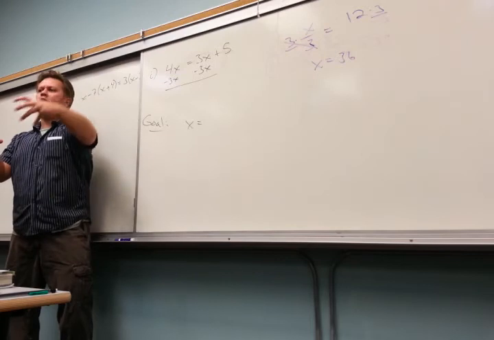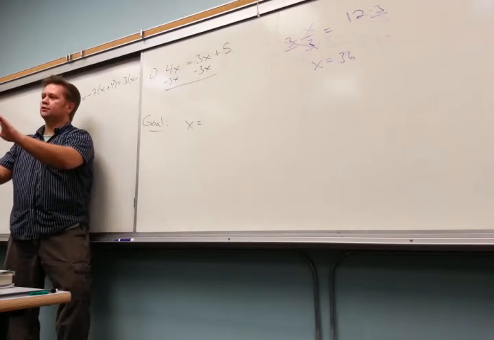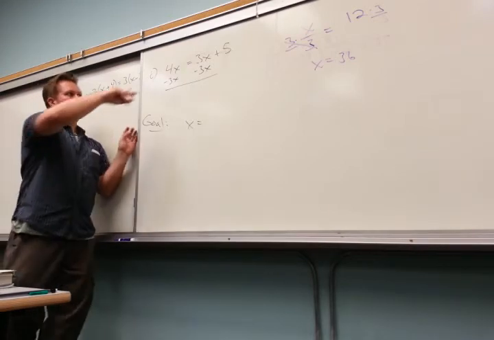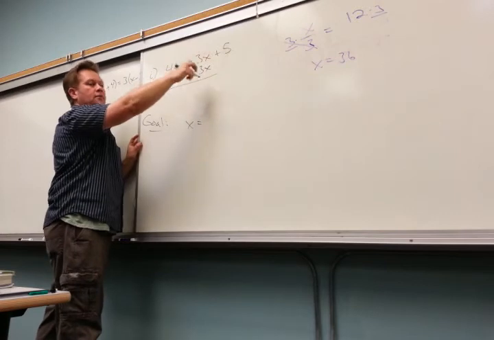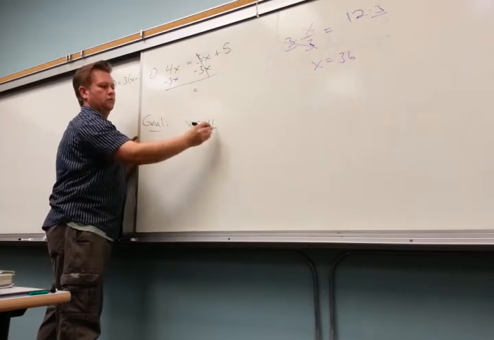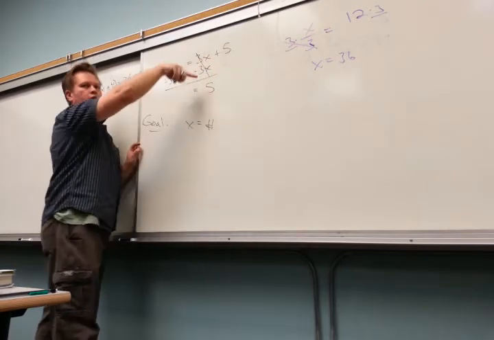I'm trying to collect all my x's on one side. You guys kind of with me? I know a few of you are way ahead of me. Just hang out, all right? Make sure everybody's on the same page. So on this side, exactly what I want to happen happens. I want no x's on that side. I just want a number on that side. And the number I have on that side is 5, because this piece went away.